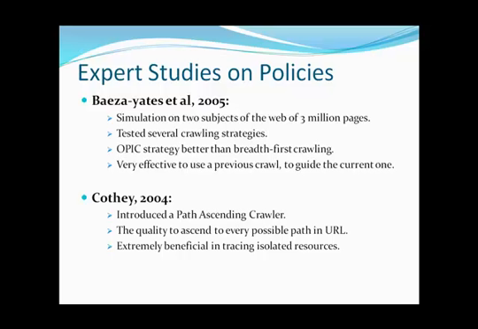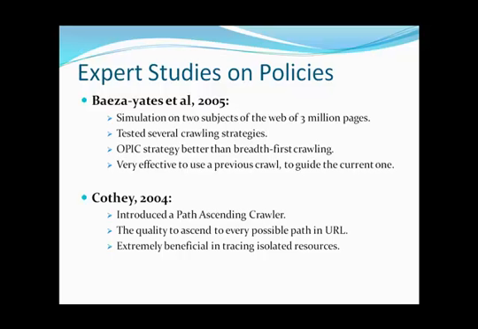In 2005, Baeza-Yates conducted a simulation on two subsets of the web of 3 million pages from the .gr and .cl domains, testing several crawling strategies. They showed that both the OPIC strategy and a strategy that uses the length of the per-site queues are better than breadth-first crawling, and that it is also very effective to use a previous crawl, when it is available, to guide the current one.